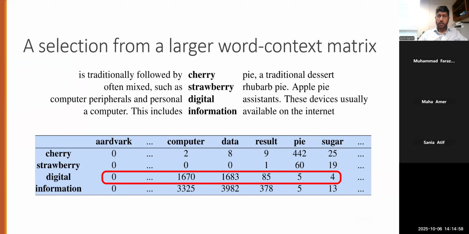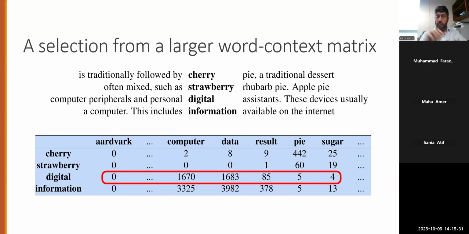So this is a snapshot from a word context matrix that is developed from a large corpus. Of course, a snapshot, because we cannot show all the words. Obviously, the total number of words in the vocabulary will be very large, but this is a selection of actual words and a selection of context words. So the actual words may be, for example, cherry, pie, I think digital and information, and the context words you have are data, computer, and so on.